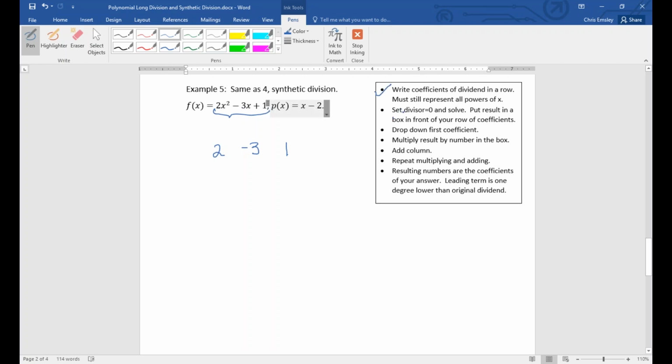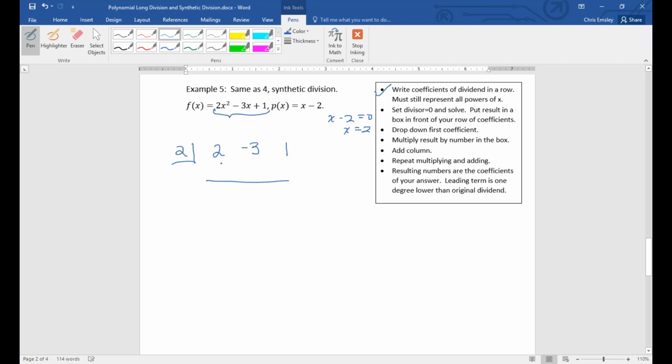And then next up, I want to take my divisor, set it equal to 0, and solve. So if I took x minus 2, set it equal to 0, that would be x equals 2. Put the result in a box in front of your row of coefficients, just like that. I usually just put it in a little bracket box, whatever you like. Then we're ready to do the math.